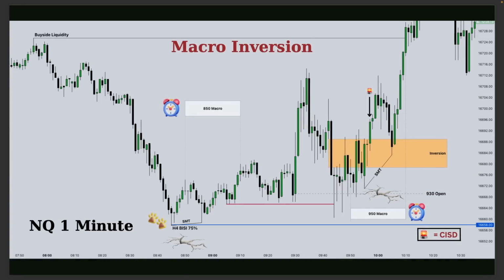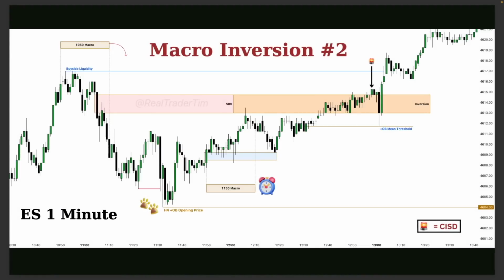Now with the macro inversion, we're going right back to that example from earlier, where we had the SMT initially, and then we had the key reference point, another SMT here, and this inversion. All of these things are occurring. These are all the macro signatures that you want to look for if you're seeking longs. So let's look at another way to internalize and use macro inversions.